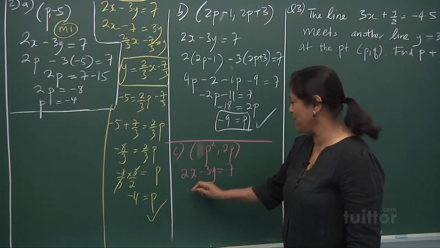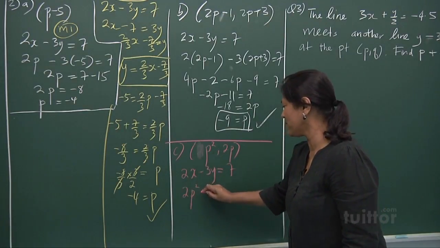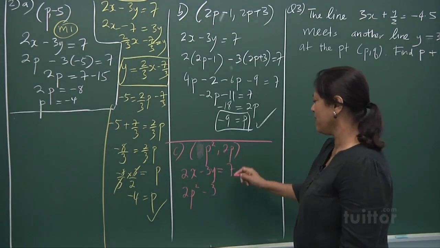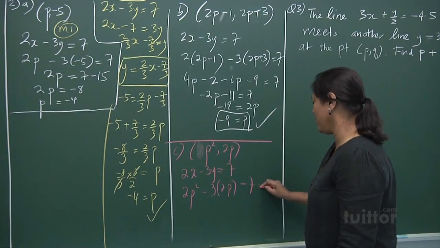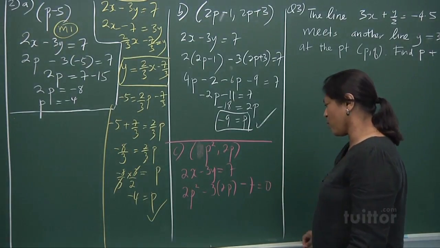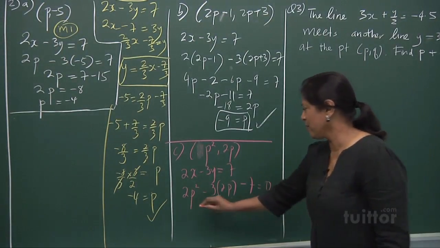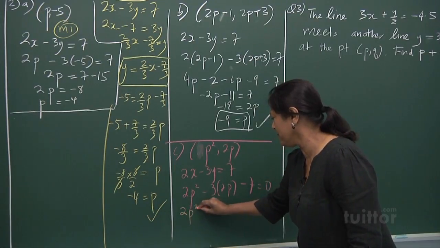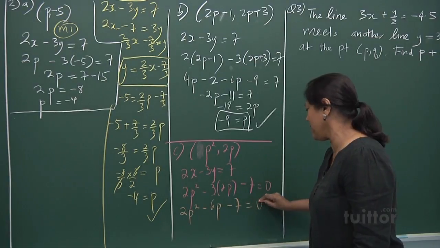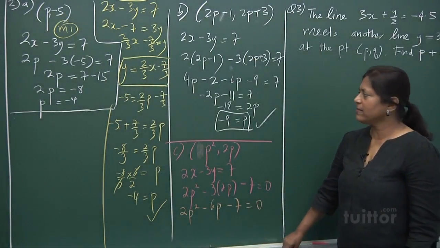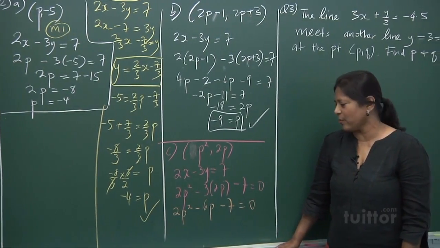Your x is p squared. You get 2p squared minus 3y, 3 times 2p. Bring the 7 over. You want to see whether it's a quadratic equation. You've got 2p squared minus 6p minus 7 equal to 0. Now this is a quadratic equation.